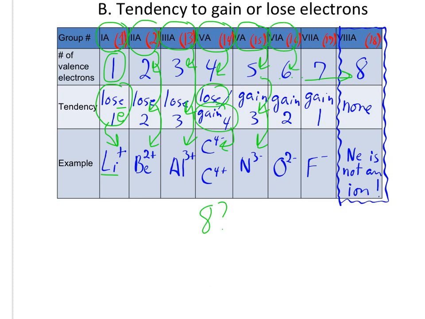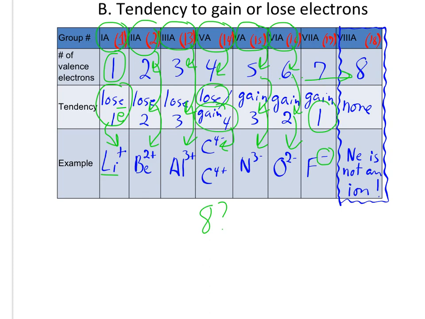Group number 6, 6 valence electrons. To have 8, they only need 2 more. 6 plus 2 is 8, right? So your total charge is now negative 2. And in group 7, with 7 valence electrons, they're going to tend to gain only 1 to have 8, right? 7 plus 1 is 8, and the total charge is negative 1.